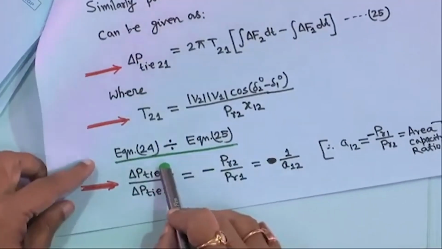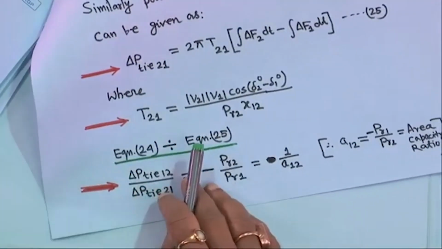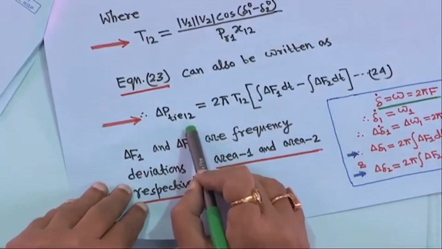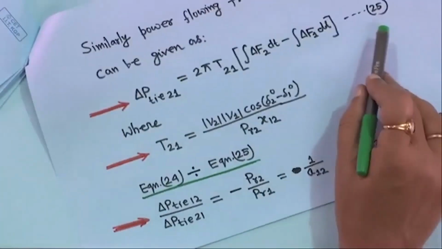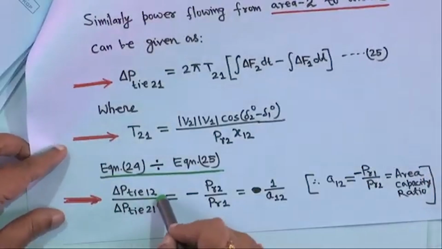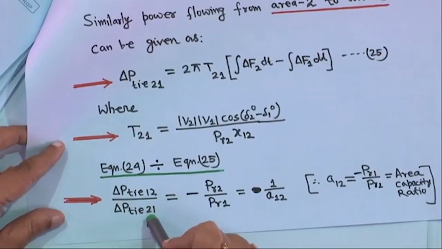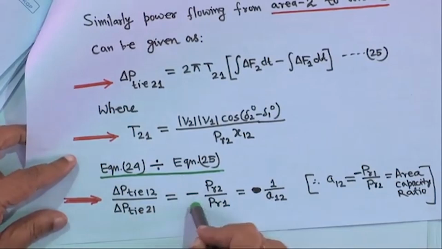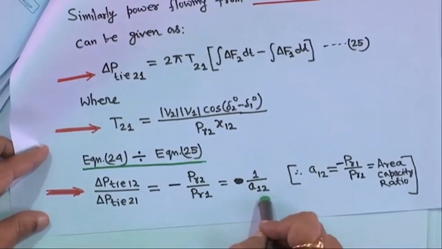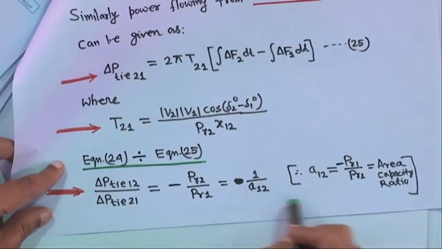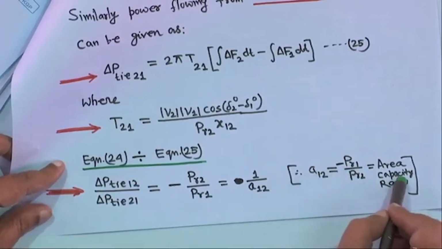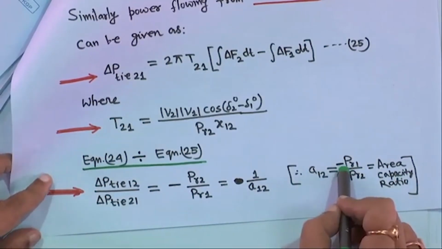Therefore, you divide equation 24 by equation 25, that means this is 24. So, divide equation 24 by equation 25. If you do so, you will get delta Pti12 upon delta Pti21, you just do it, you will get it. It is nothing but minus Pr2 upon Pr1, which we write as 1 upon a12, right. That means a12 is equal to minus Pr1 upon Pr2, we call it area capacity ratio, but the minus sign is taken care of.